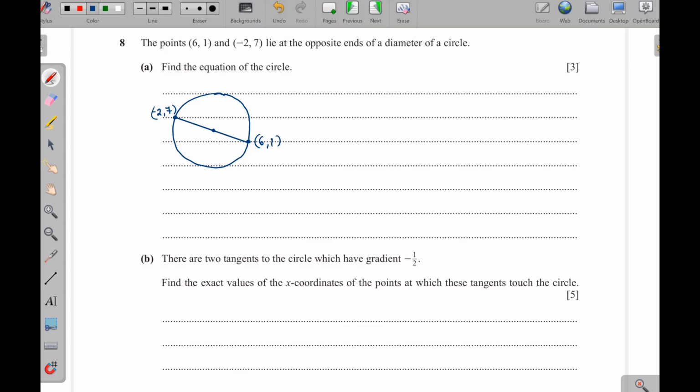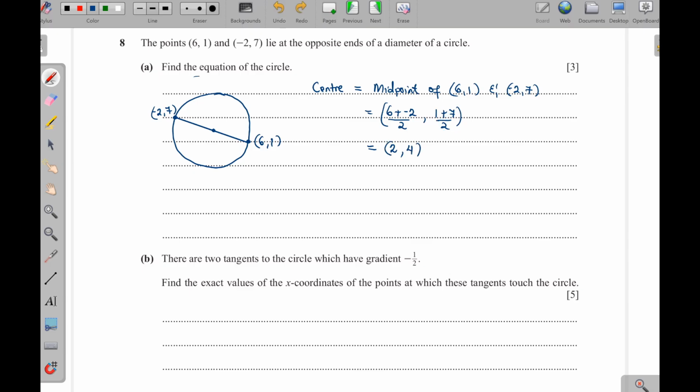That is that. Now, since this one is a diameter, that means it passes through the center of the circle. So the center of this circle is equal to the midpoint of these 2 points, (6, 1) and (-2, 7). So how do we get the midpoint? You get the average of the x coordinates and also the average of the y coordinates. So what do we get here? 6 minus 2, that is 4, divided by 2, that will be 2. And then 8 divided by 2, that will be 4.